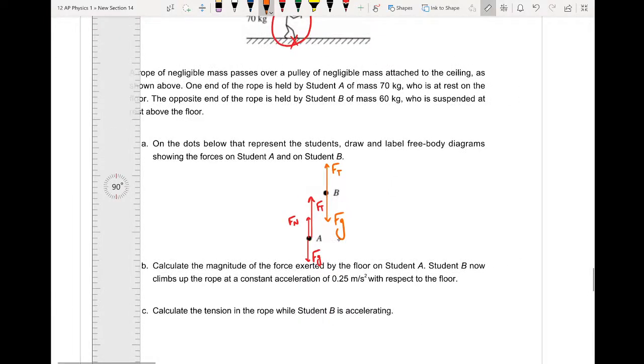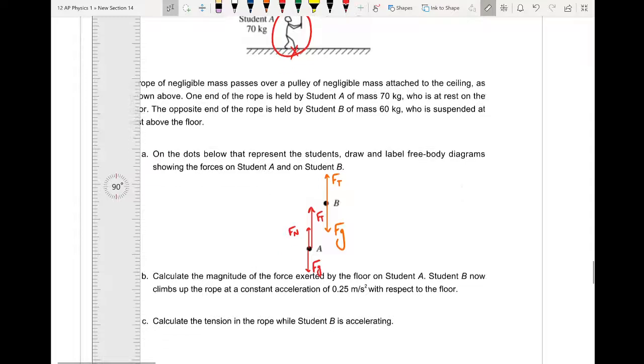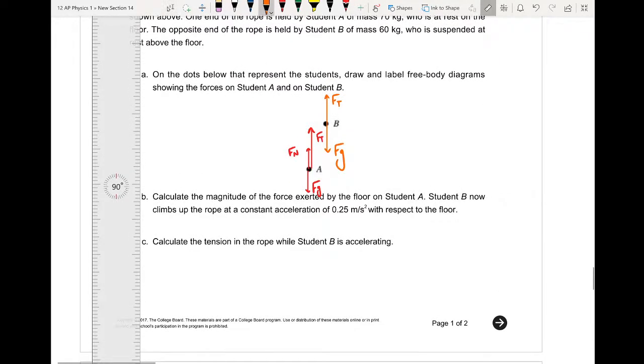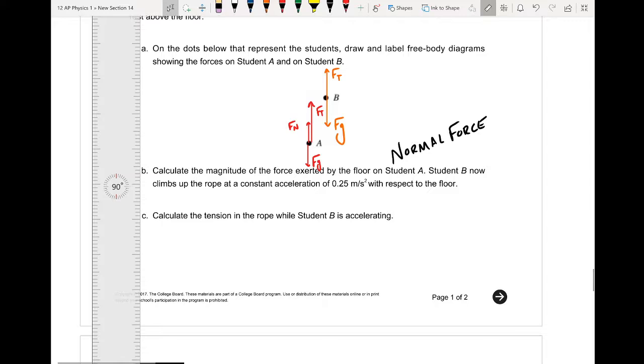Okay, so for part B, what they want us to do is calculate the magnitude of the force exerted by the floor on student A. So really what we're looking for here is the normal force. They're just asking it in a weird way. So we want to know the normal force. Student B now climbs up the rope at a constant acceleration of 0.25 meters per second squared with respect to the floor. So they kind of asked us in a weird order.